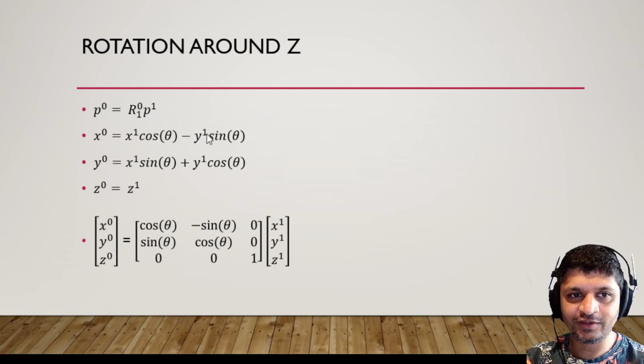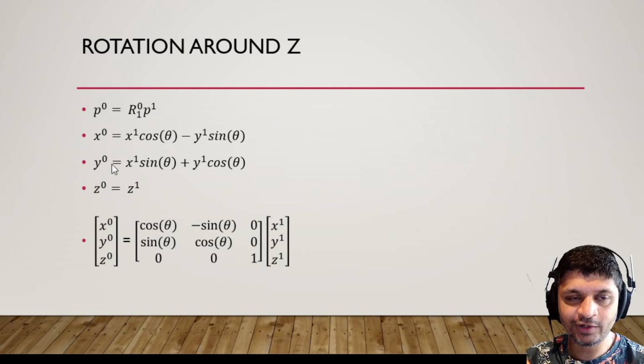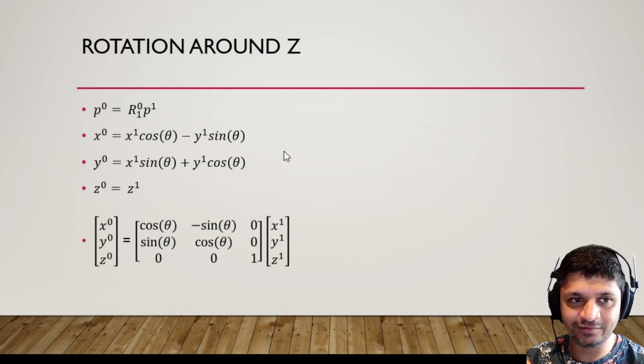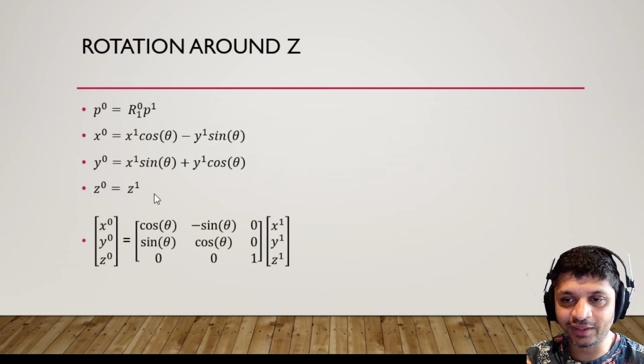x0 will be x1 cos theta minus y1 sine theta. That's what we did in 2 dimensions, right? y0 will be equal to x1 sine theta plus y1 cos theta. Again, same thing we did in the 2D rotation. The only addition is that z0 will be equal to z1, because we rotated around z, so nothing happened to z.